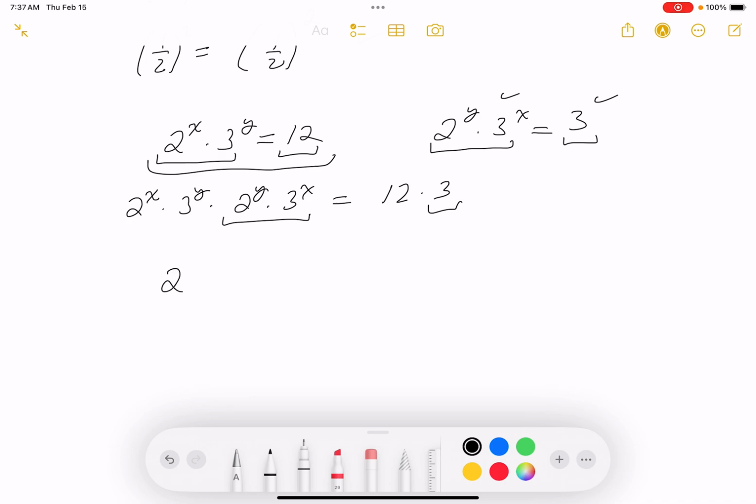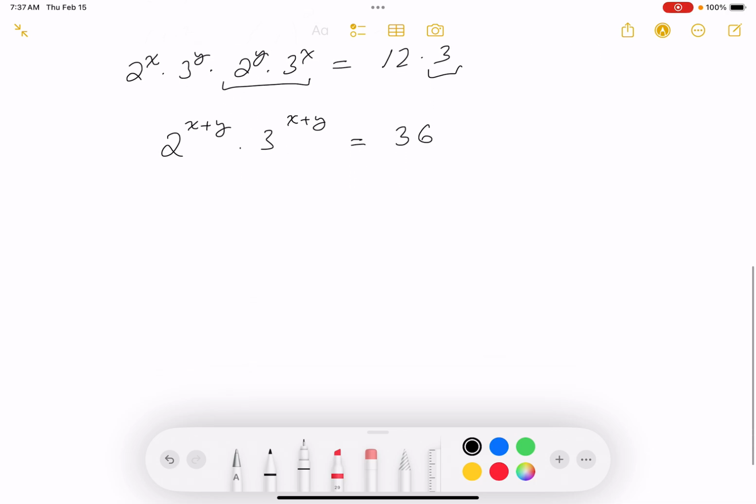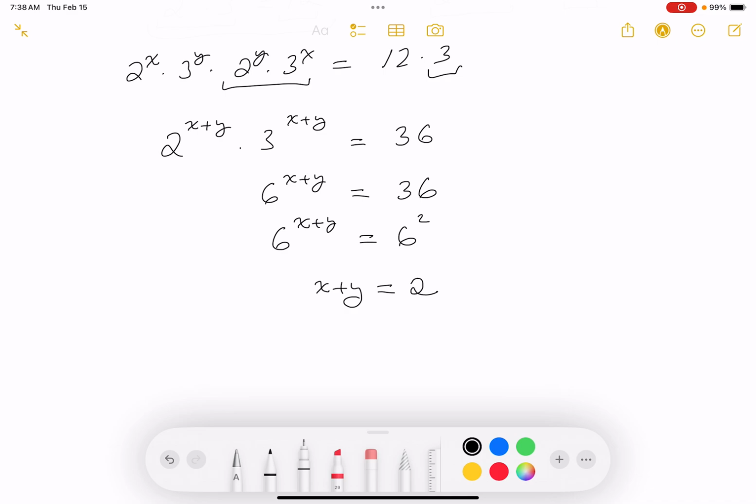Let's take a look at what you get over here. You get 2 to the x plus y. I'm using rules of exponents, and it's going to be 3 to the x plus y. Again, I'm using rules of exponents, and that equals 36, right? I'm going to continue to use rules of exponents, and I'm going to say this is 2 times 3, which is 6 to the x plus y, and that equals 36, all right? Now, an exponential equation, it doesn't look that bad. This is just 6 squared. So I know that x plus y, whatever those numbers are, has to sum up to 2.